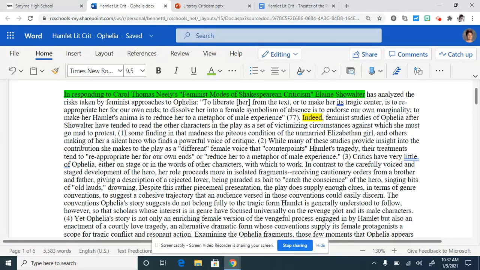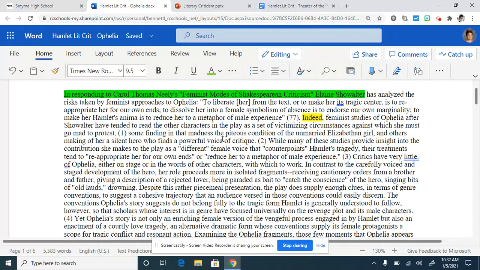And then these little numbers in parentheses are something writers will sometimes do to help you find their argument. It's not always there. Some finding in that madness the piteous condition of the unmarried Elizabethan girl, and others making of her a silent hero who finds a powerful voice of critique.